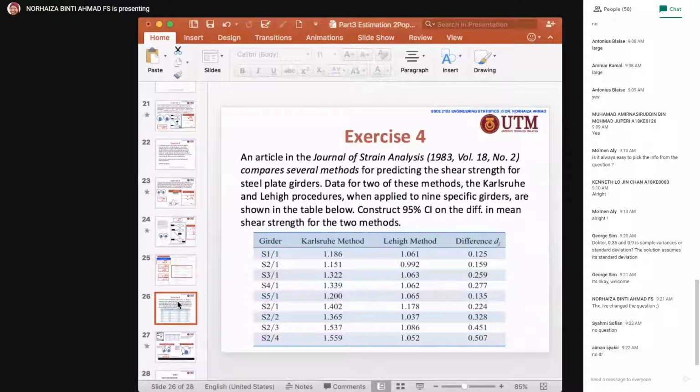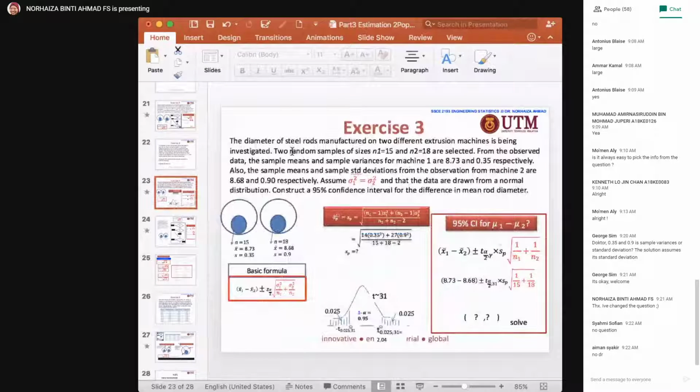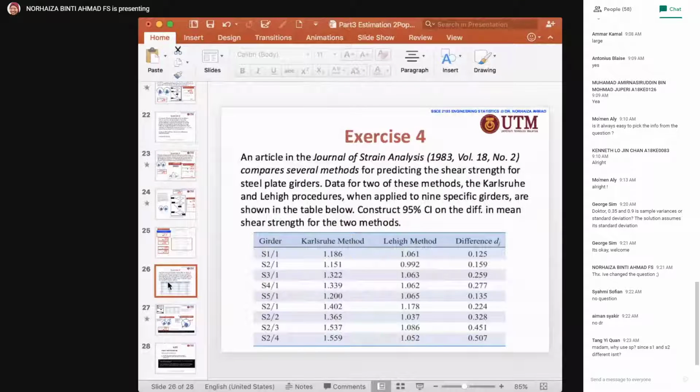Now we're looking at the nature of your experiment. In the previous examples, we clearly have two populations, and then we take measurements from those populations. For example, here you've got steel rods measured on two different extrusion machines, machine A and machine B. But in this example, we have observations in which we apply two methods.